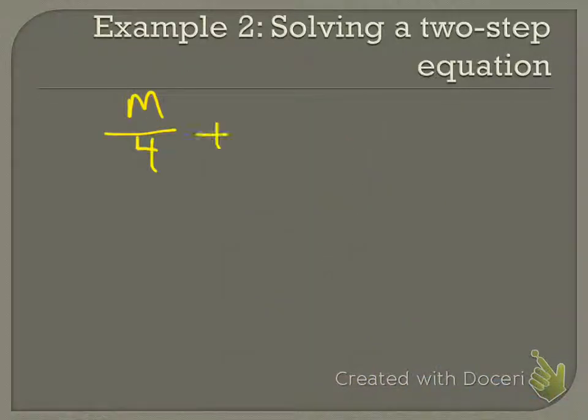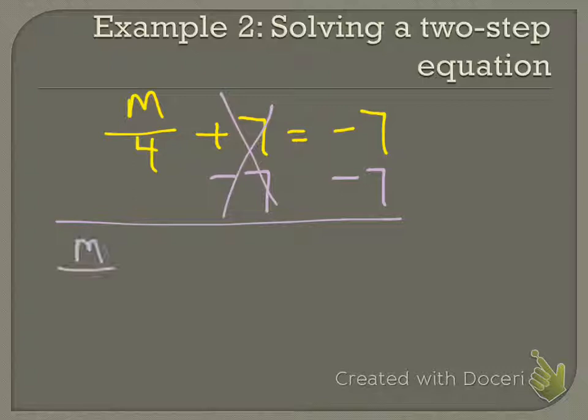All right, I want you to do one on your own. Go ahead and do this one. M divided by 4 plus 7 equals negative 7. So first thing I do is what, class? I subtract 7. Very good. Subtract 7 from both sides. Now I have m over 4 equals negative 14. Now what do I do?